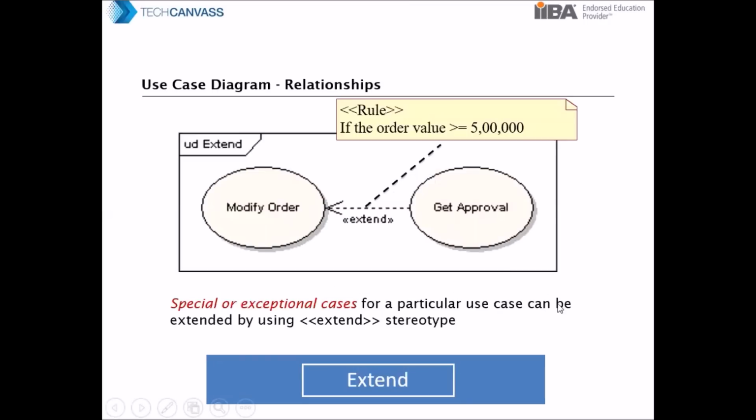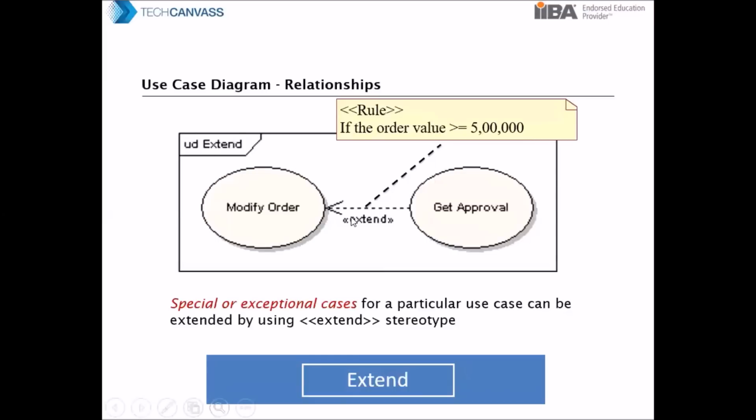Similarly, you can have something like extend, which is basically used to indicate specialized cases. For example, in this case, if the order value is greater than 500,000, then you need to have an approval. So in that case, approval is an extension of modify order. So when you're modifying an order where the order value is greater than 500,000, then you need an approval.